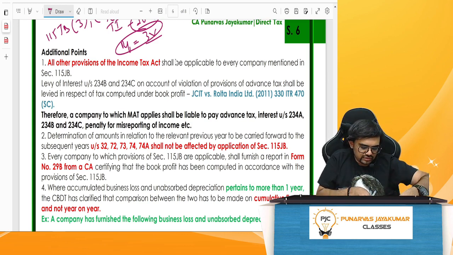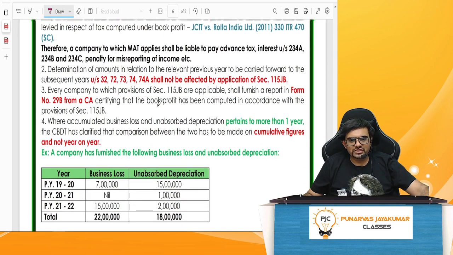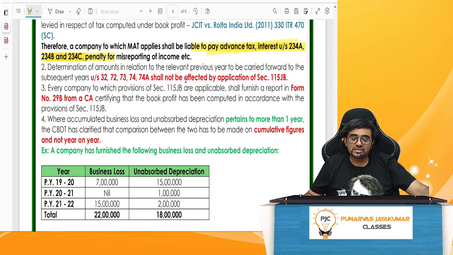Levy of interest under 234A, B and C on account of violation of provision should be levied in respect of tax computed under book profit also. A company to which MAT applies shall be liable to pay advance tax, interest under 234A, B, C, penalty for misreporting, everything will apply. Similarly, determination of amounts in relation to the relevant previous year to be carried forward to subsequent years, all this will apply, shall not be affected.